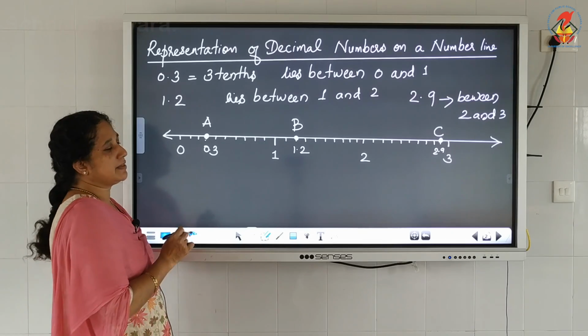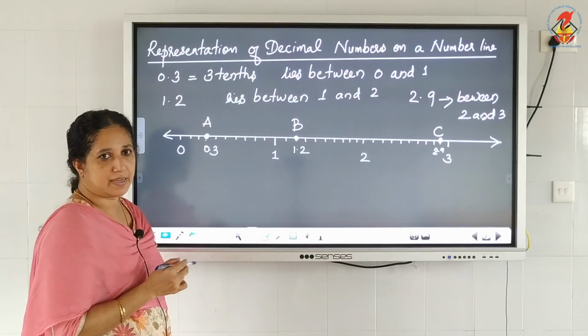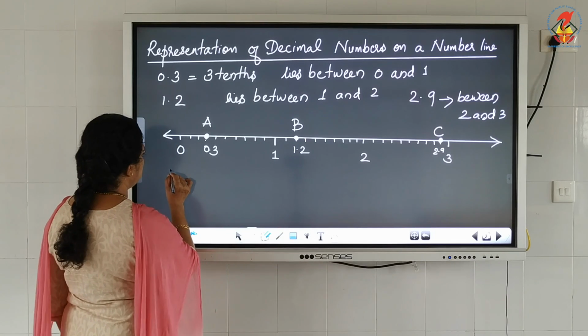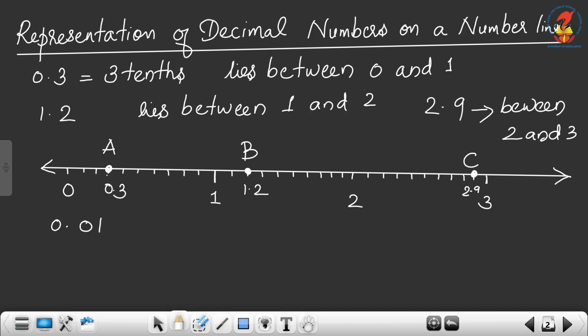In this way, we can represent the decimal numbers on the number line. Now, suppose you want to represent 0.01 on the number line. How can we represent 0.01 on the number line? What is meant by 0.01? 0.01 means 1 by 100, that means 1/100th.